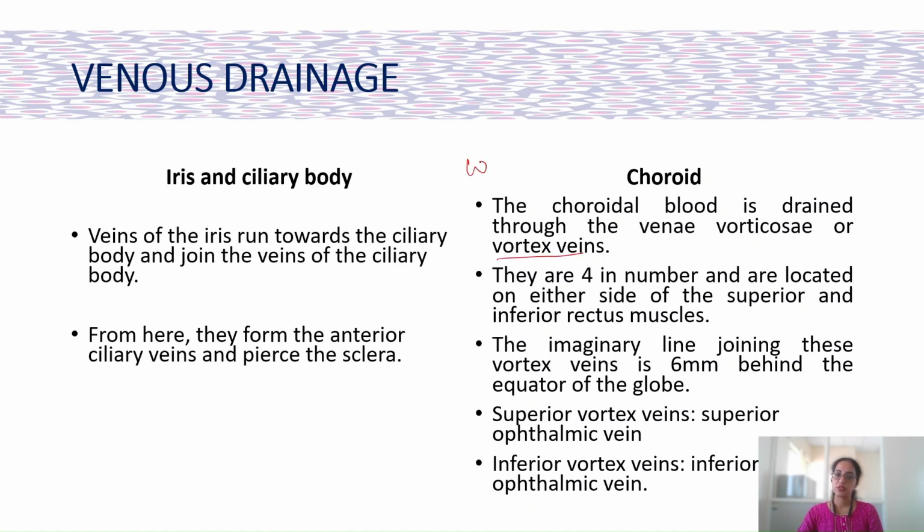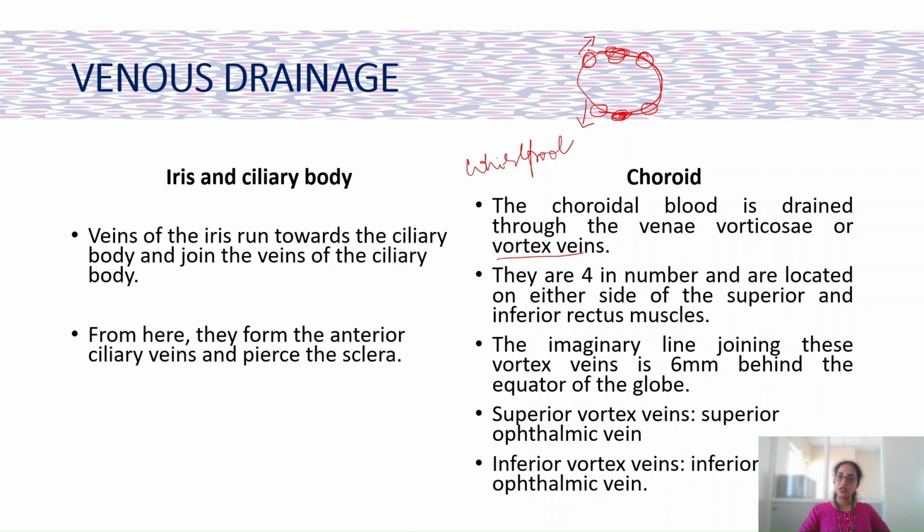Vortex means whirlpool. These veins on fundoscopy appear like a whirlpool or a spider, so they are known as venae vorticosae. They are four in number and located on either side of the superior and the inferior rectus. There is one superotemporal vortex, supranasal, infranasal and inferotemporal. This is the order in which they are present from posterior to anterior, superotemporal being the most posterior and inferotemporal being the most anterior.